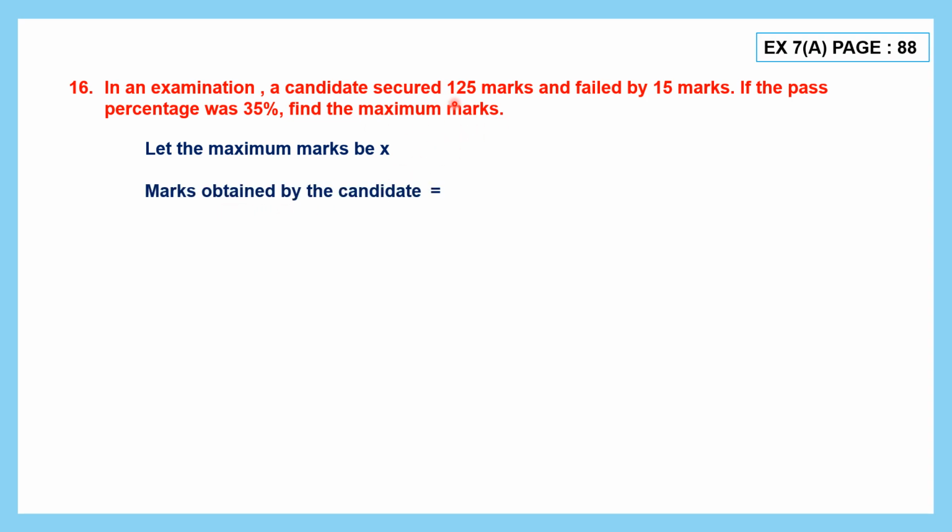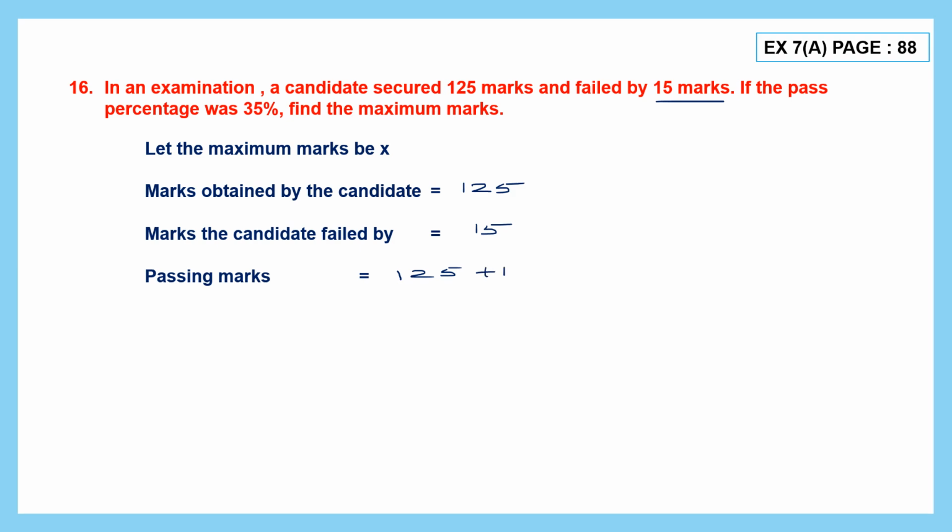Then marks obtained by the candidate is 125 marks. So the candidate has got 125 marks. Now the marks the candidate failed by, it's given to us as 15. Now the passing marks. The marks that the candidate got was so much, but the candidate did not pass because the candidate failed by 15 marks. So if we add up these two, we will know what the passing marks are. So that is 125 plus 15. So that is equal to 140.